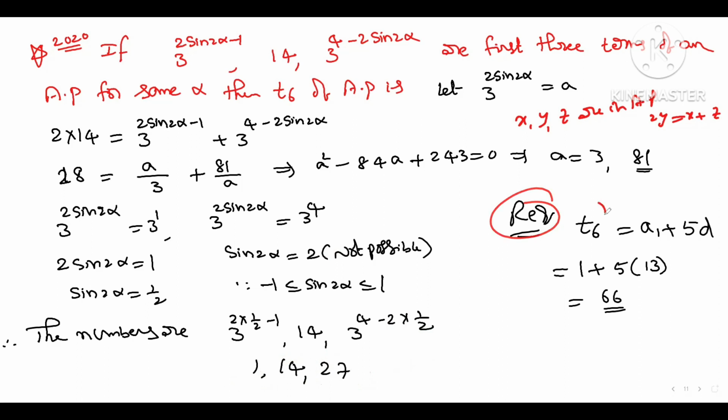But what is required here? The sixth term. The sixth term formula is A1 plus 5D. A1 value how much? 1. 5 into D value, how much? The common difference here is 13. So what answer do we get? 66.